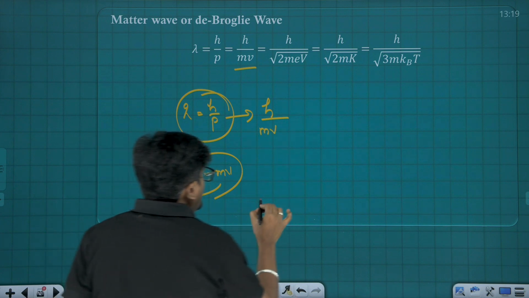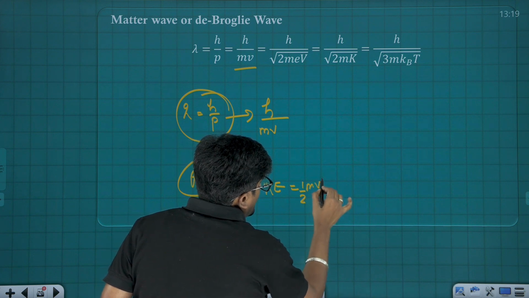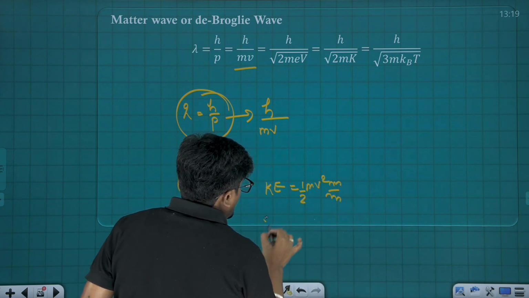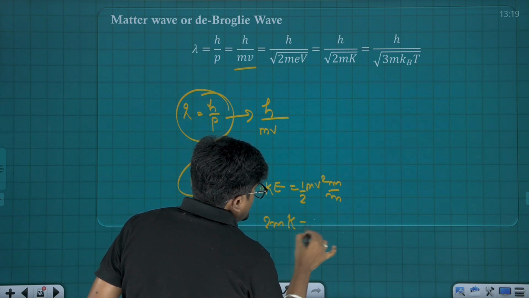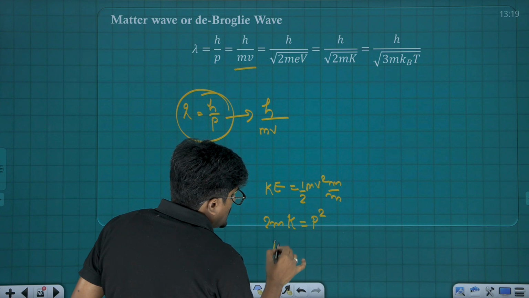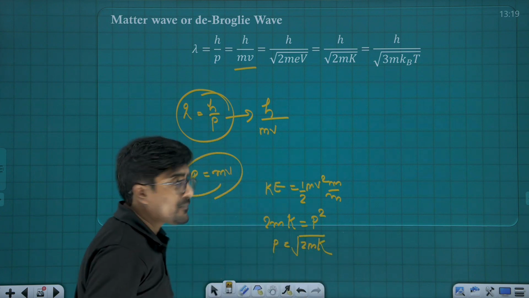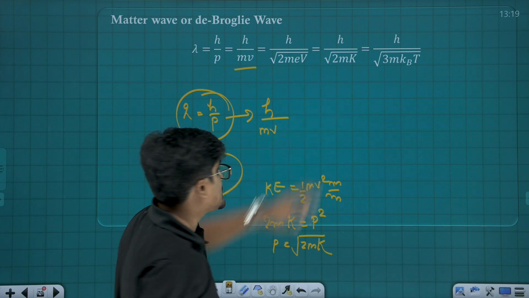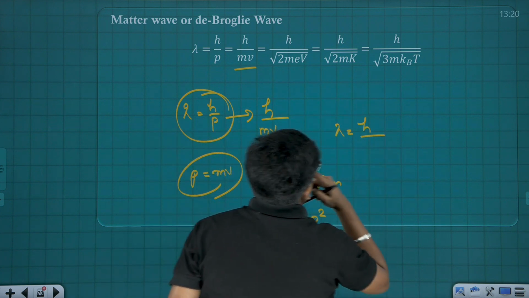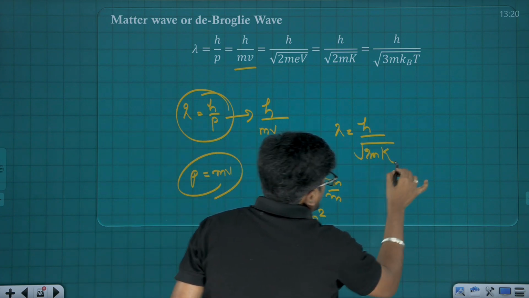Then we know that kinetic energy is equal to half of m into v square. If I multiply with m as well as divide by m, then 2 times m into kinetic energy is basically p square. So p is equal to under root of 2 times m into K. So you have another version. That means wavelength lambda is equal to h upon, instead of p, under root of 2 times m into K.